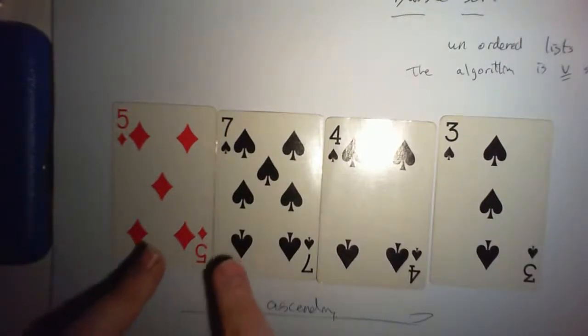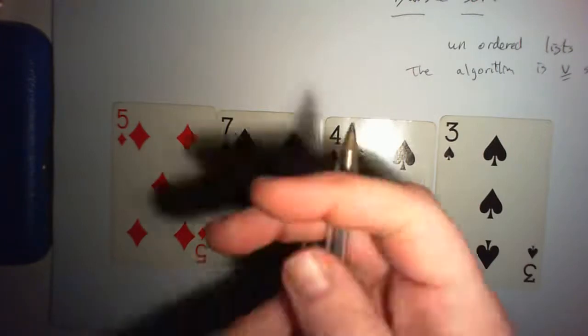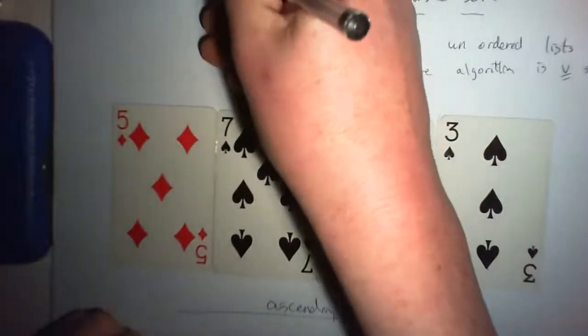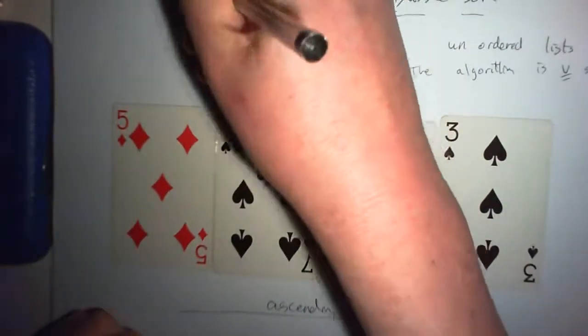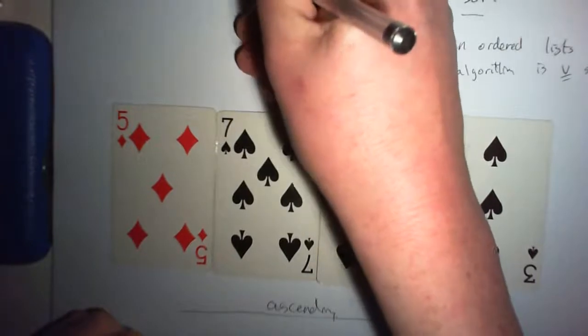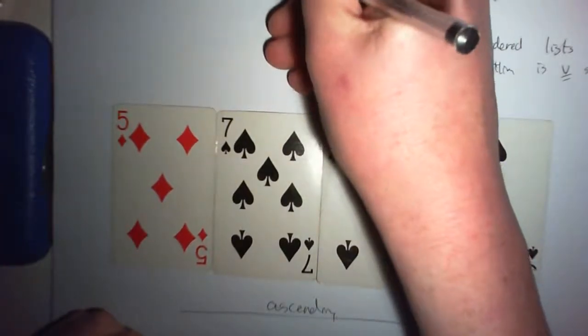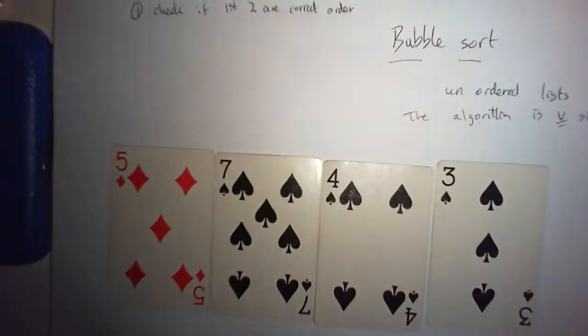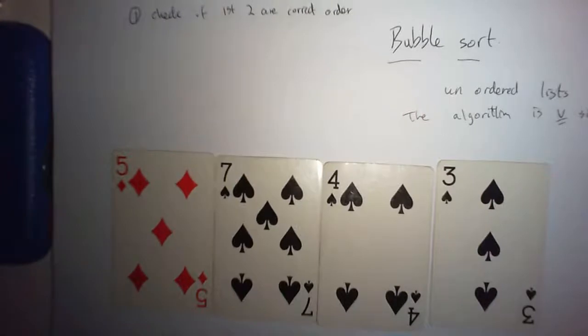If they're in ascending order, look at the first two, and that's the first step. Check if the first two are in the correct order. So that's our first job. We're going to check whether the first two are in the correct order.